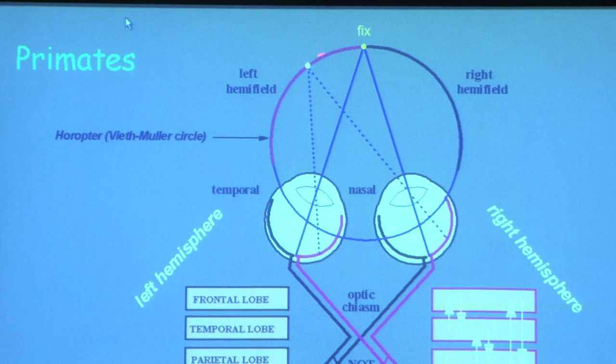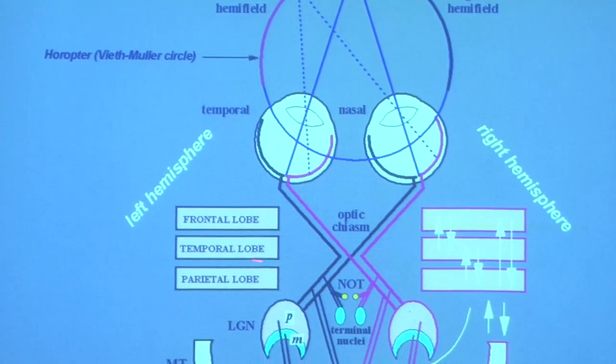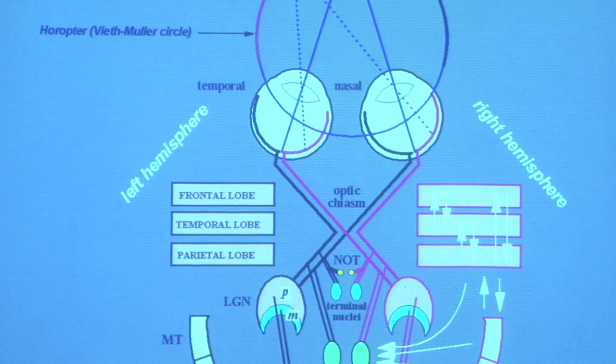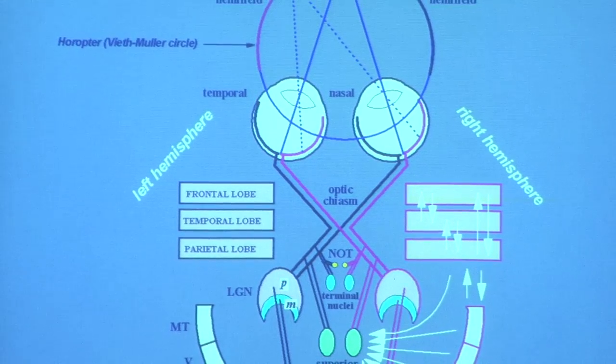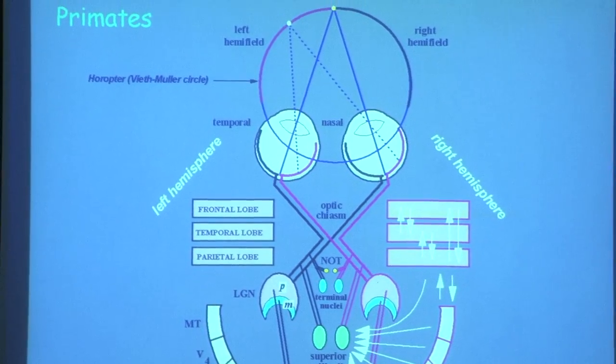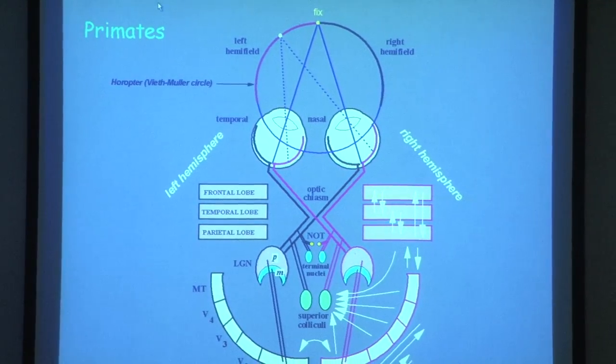Anywhere along this horopter, a spot will activate corresponding regions in the two eyes. And those corresponding points go to the same location in the lateral geniculate nucleus, in the superior colliculus, and in the visual cortex. So the logic of this arrangement is to have the two eyes provide inputs to corresponding points in the brain. That way you can see something uniform and clear rather than seeing double. So that is the arrangement that you have in primates.